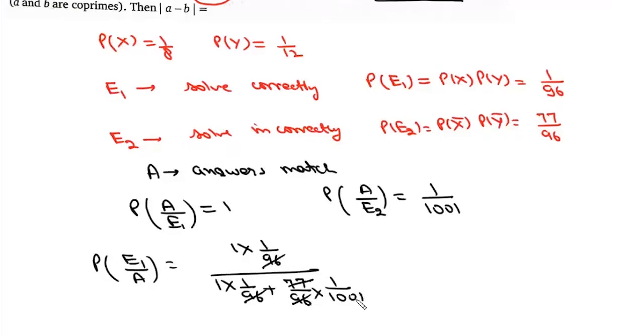Now 77 divided by 1001 is 13. So this probability will be 13 by 14. And that's your A upon B. Now modulus value of A minus B is simply 1. And that is the answer to this question.